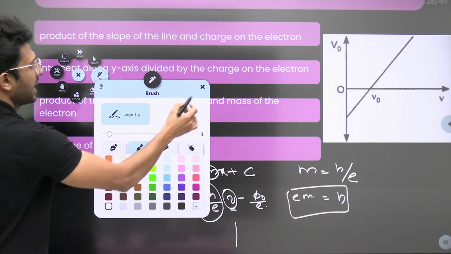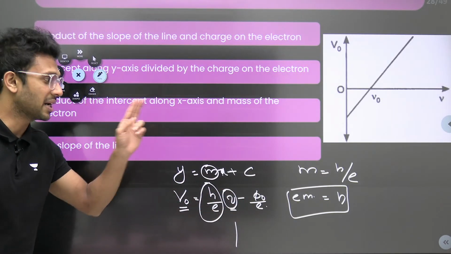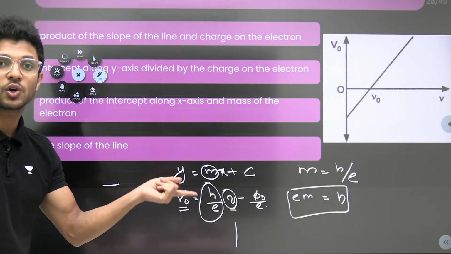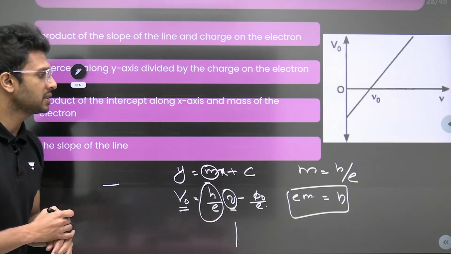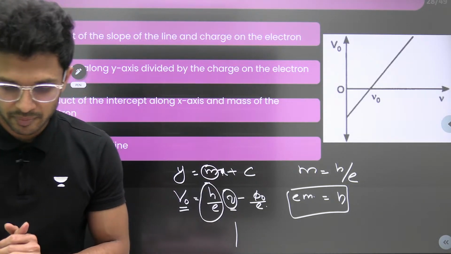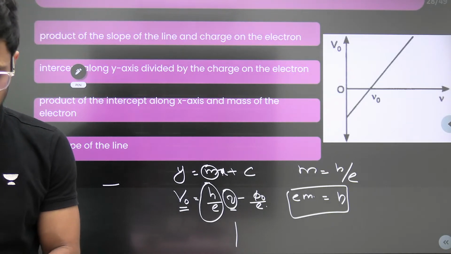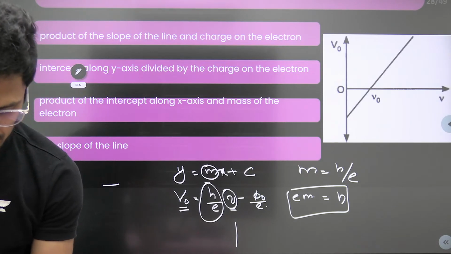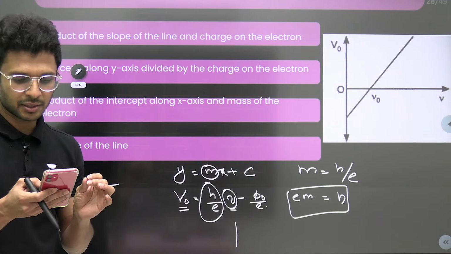So we just got that. The product of slope and electronic charge will give us what? H. Who is h? h was Planck's constant. Did you understand? Have a look at it. Take 10 seconds for analyzing this problem. Clear? Did you understand?